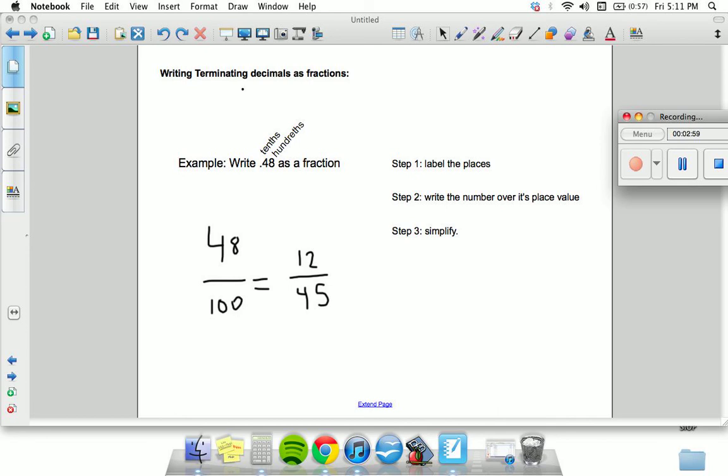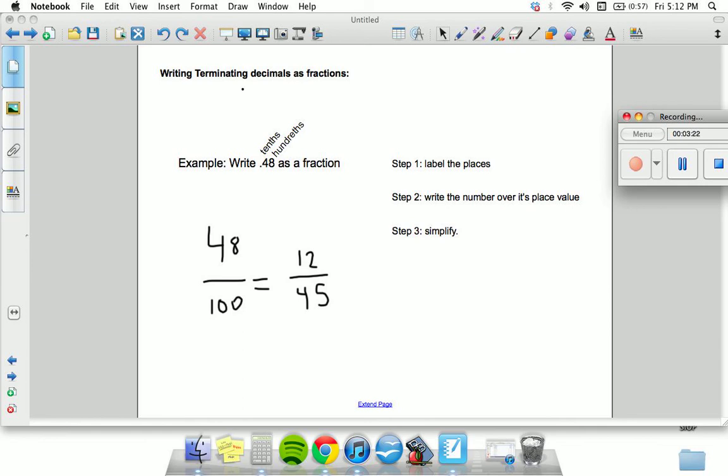The next skill you're going to be asked to do is to write a terminating decimal as a fraction. Now, a terminating decimal is one that ends. It doesn't repeat on forever and ever and ever, and it doesn't continue on forever and ever. So a number like 0.48, 48 hundredths, is an example of a terminating decimal. It has a definite ending place.